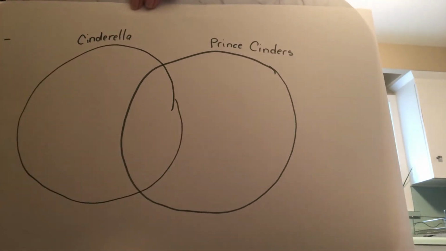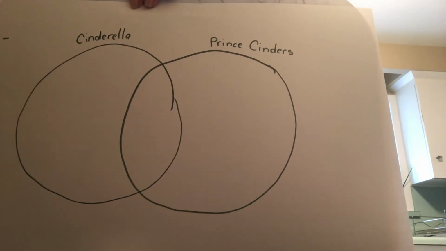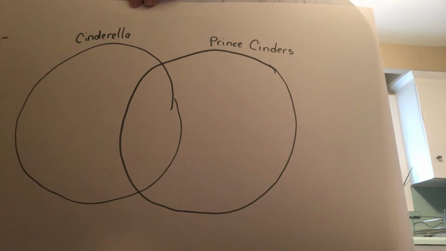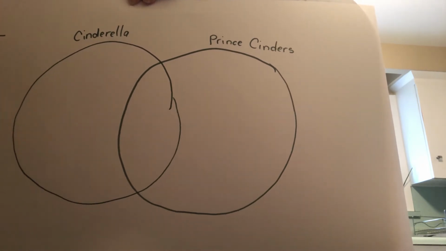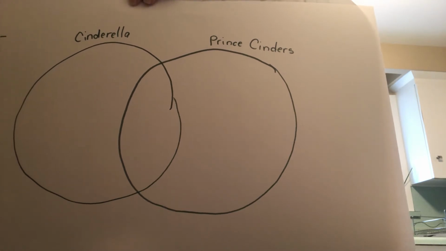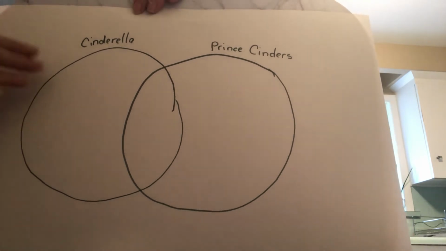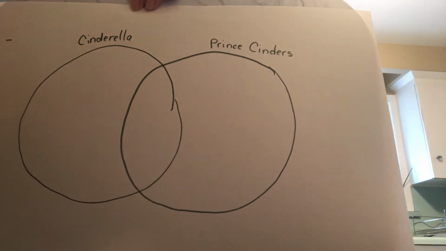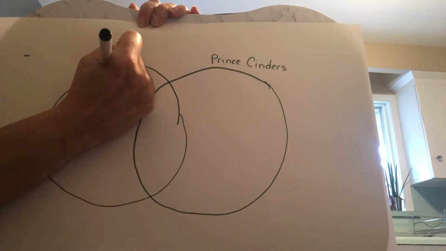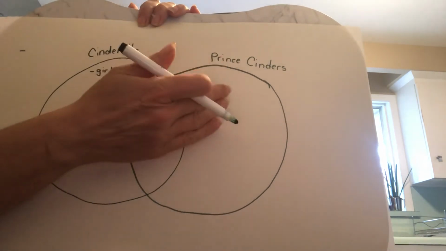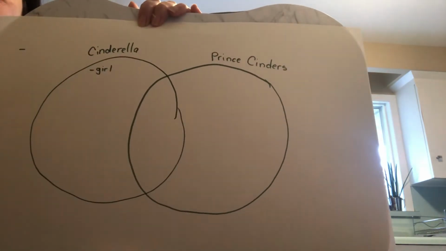So to start, you have to think of who was in the story, what happened in the story, where did the story take place, why did certain things happen, how did certain things happen. So we can start off with who was in the story. In Cinderella, the character was a girl. So we just need to write girl. And in Prince Cinders, the character was a boy.